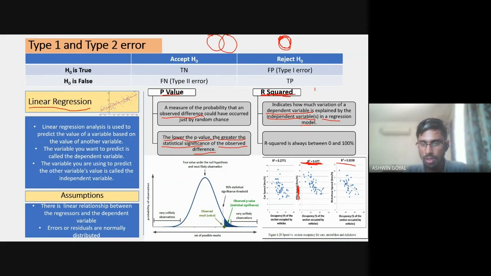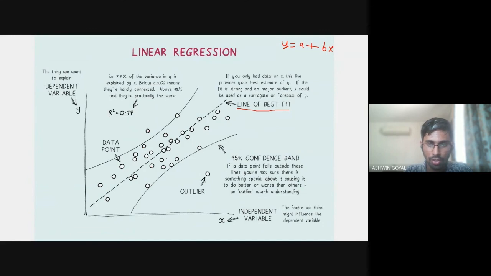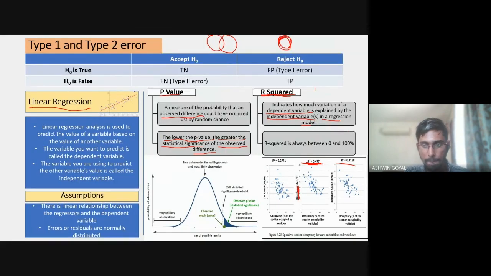So basically, think of it this way: there is one straight line which captures the distribution of data, right? And how well it captures that distribution of data is defined by R squared, right? This is the data, these are the data points, and this is the line. So I think this makes sense.